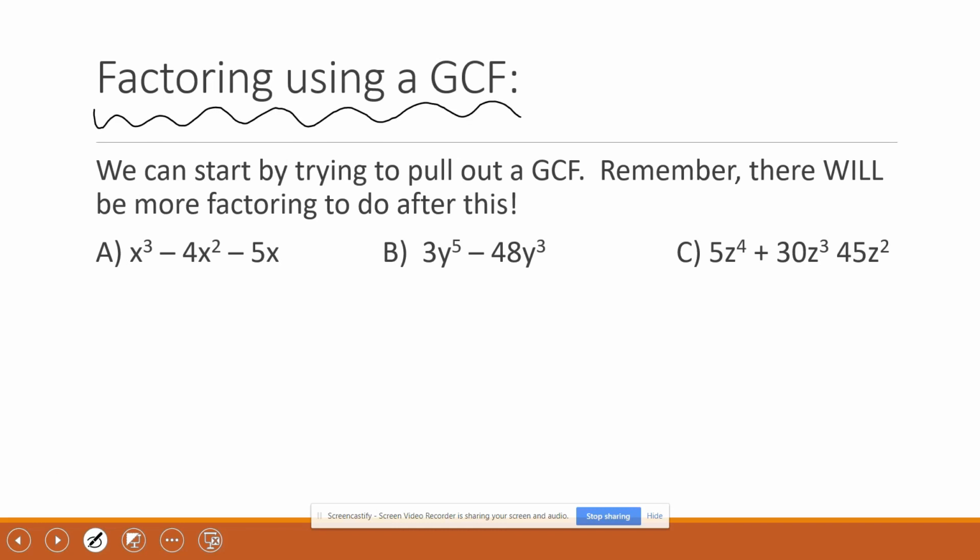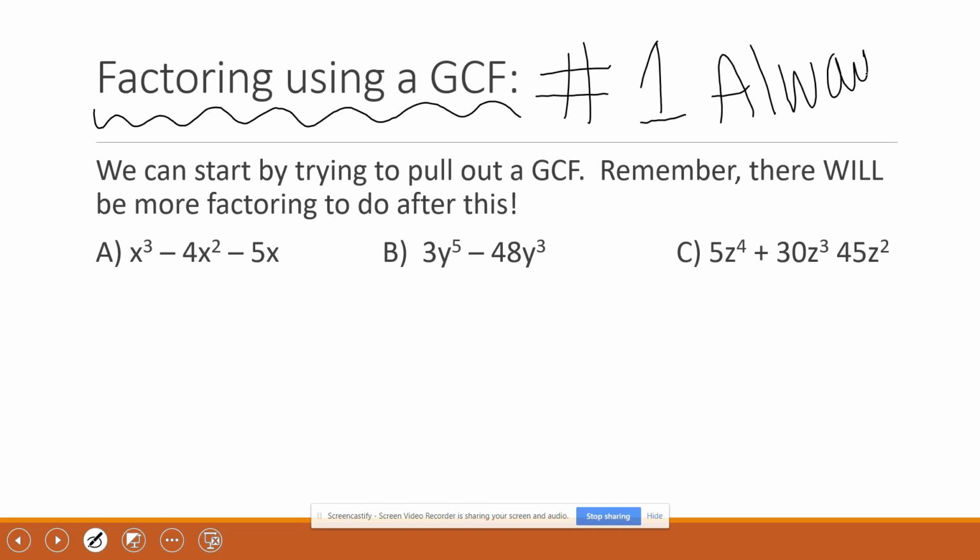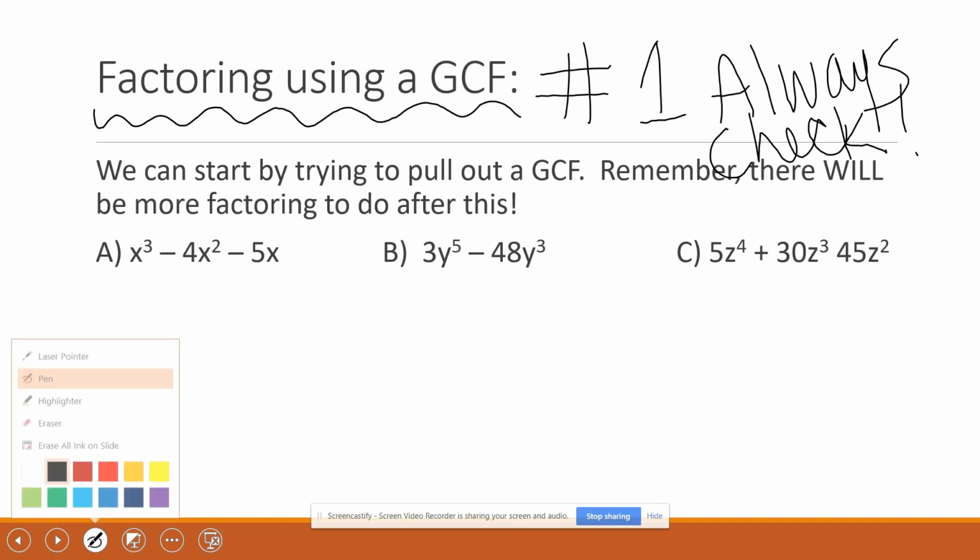So we're going to start with a refresher of factoring using greatest common factor. Remember, this is the number one thing that we always check for, no matter what we are doing. When we are factoring, we always start with, can I pull out a greatest common factor?